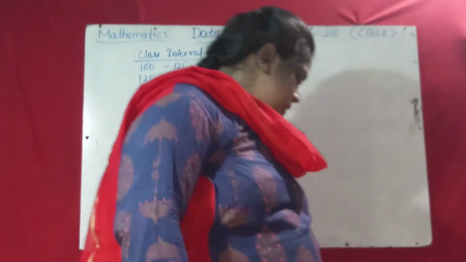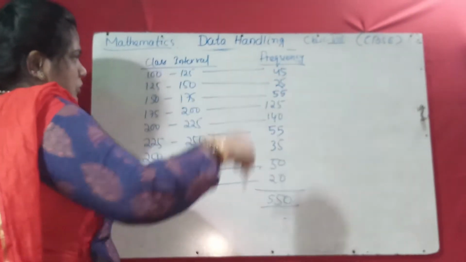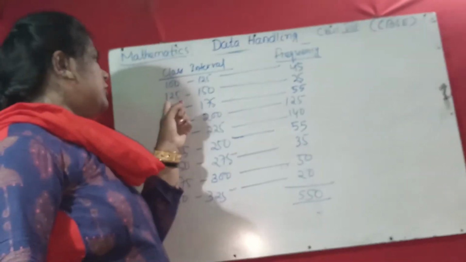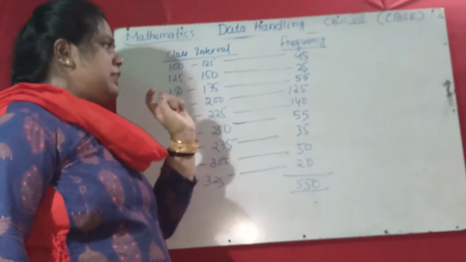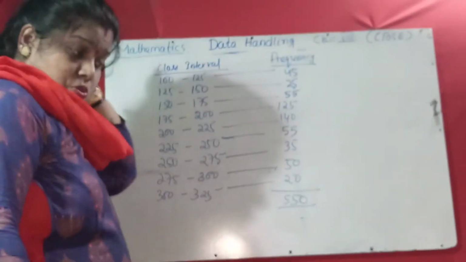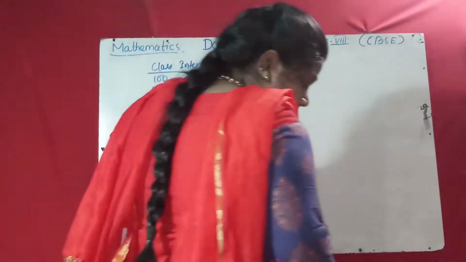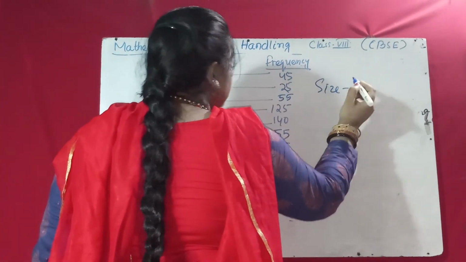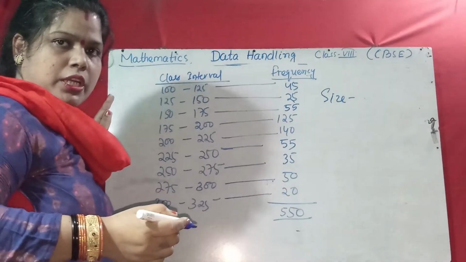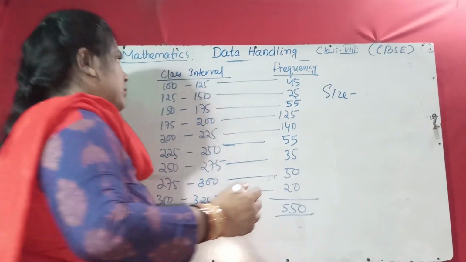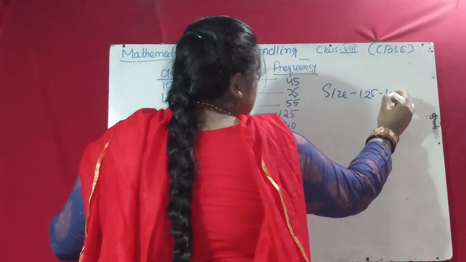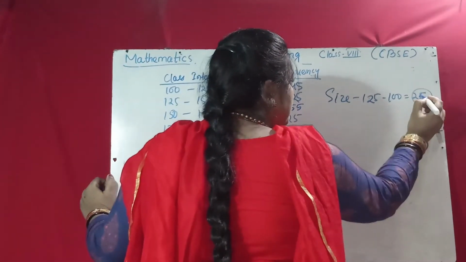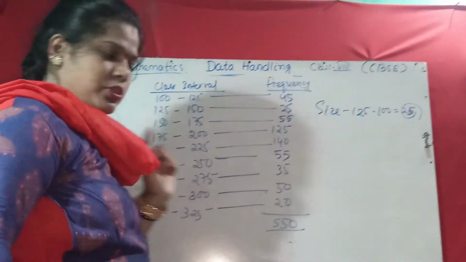So now suppose a group distribution table is given to you and some questions are asked. So look, this class interval 100 to 125, 125 to 150, 150 to 175. Here frequency is given. So what is the size of the class interval? Size of the class interval means upper limit minus lower limit. 125 minus 100 equals 25. Wherever you subtract, you will get the same 25. So the size of the class interval is 25.